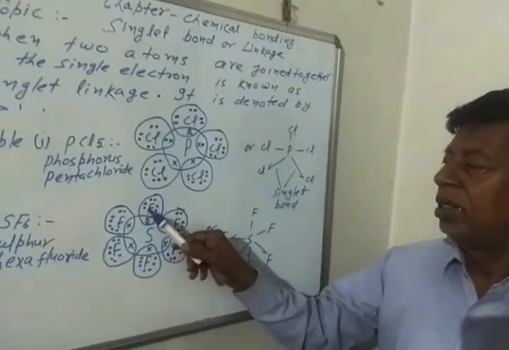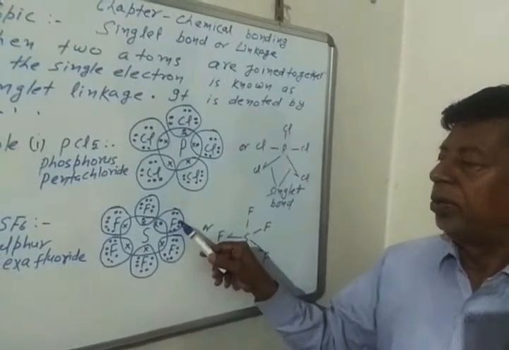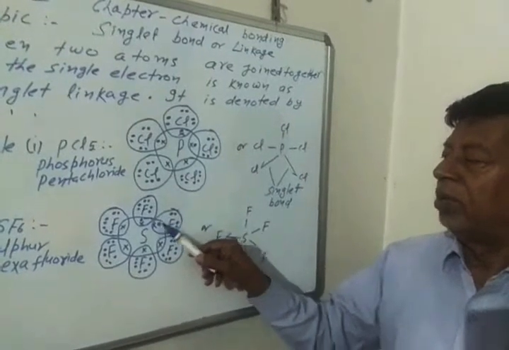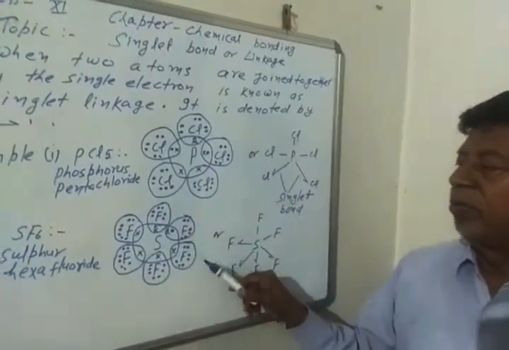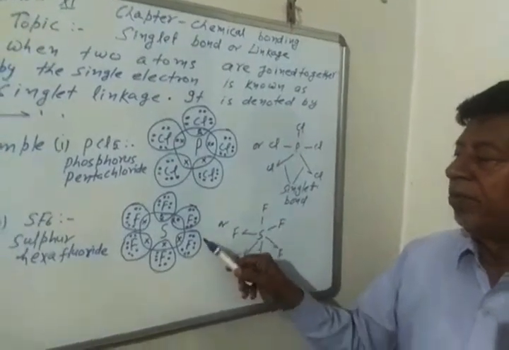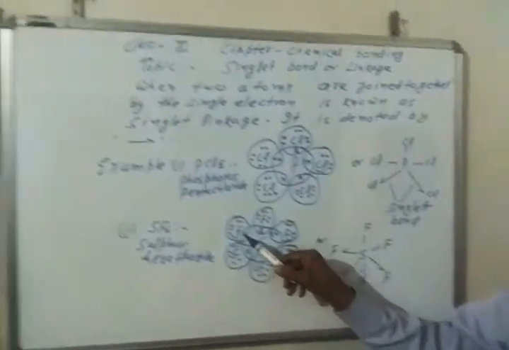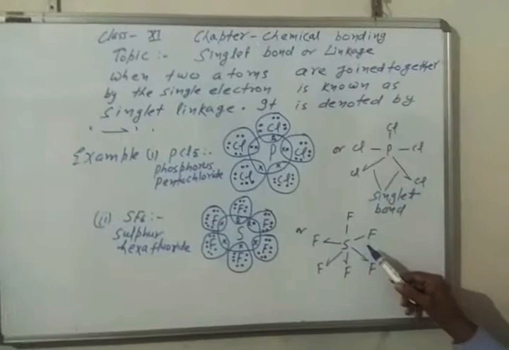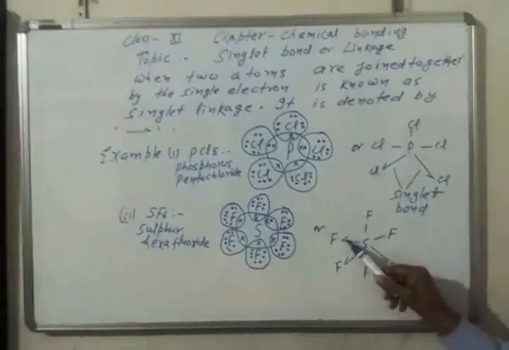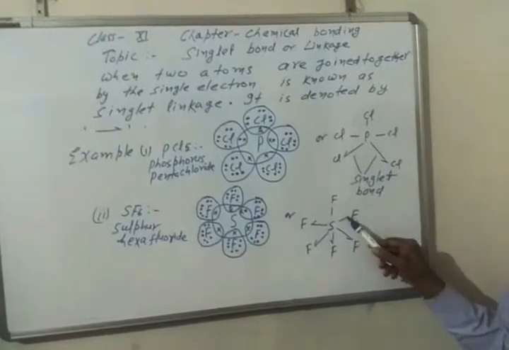In this way, these 2 fluorine atoms form a single covalent bond with the sulfur atom, and the rest 4 fluorine atoms form singlet linkage with the sulfur atom, joined by a single electron. In this way, sulfur hexafluoride has 4 singlet linkages and 2 single covalent bonds.